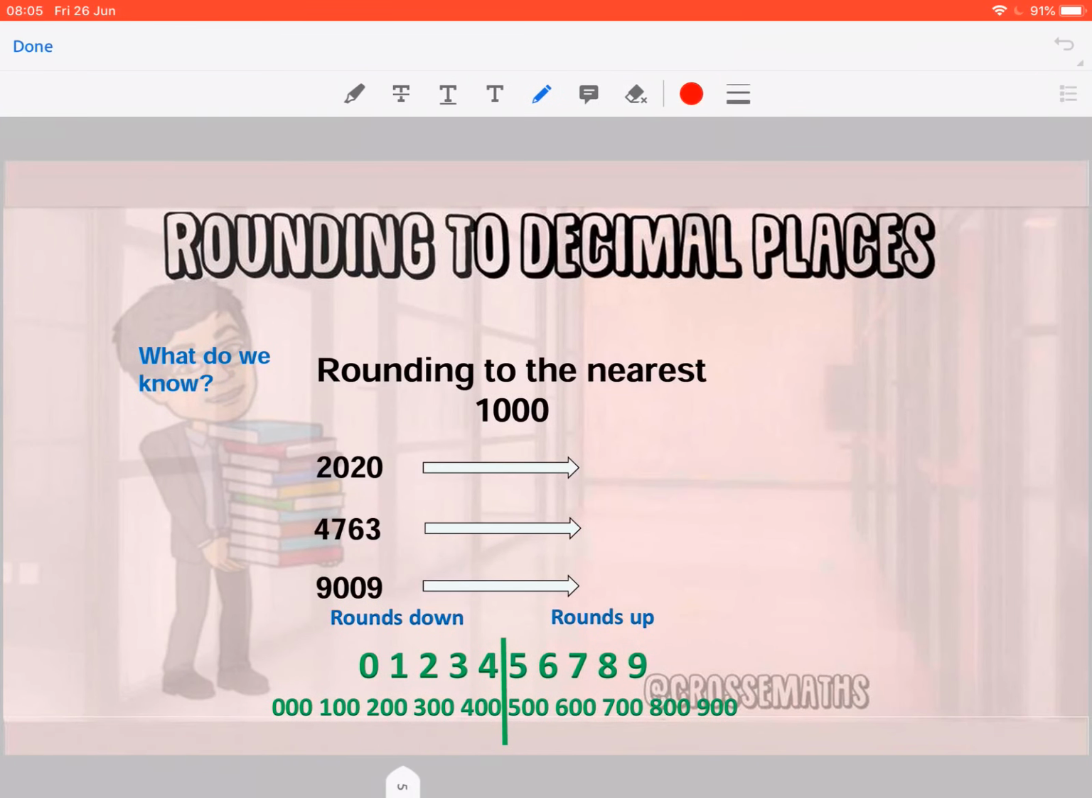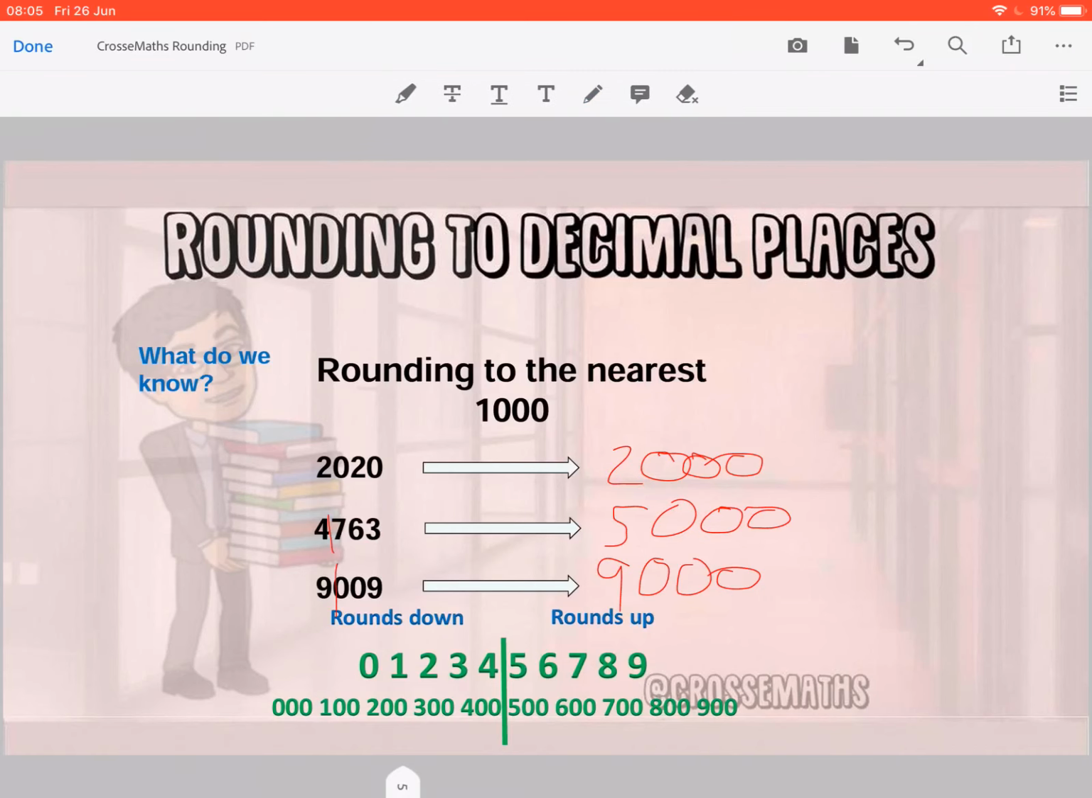Round to the nearest 1,000, same thing. If you want to pause it now, you can. 2020 is closer to 2,000. 4763, because it's a 7 there, it's going to round to 5,000. And 9009 is going to round down to 9,000, because 9 is way away from 10,000. Okay, pause the video now if you want to write any of those down. I think we should understand this, and this is the stuff we should know already coming into high school.